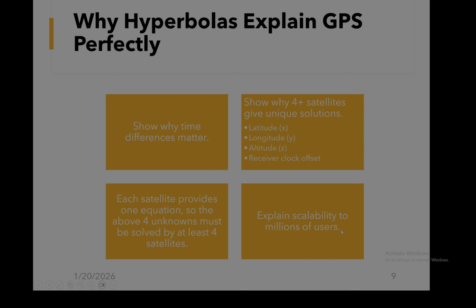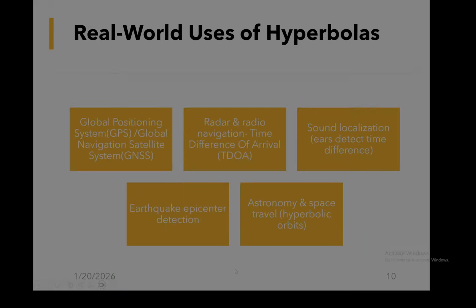Explain it as scalability to millions of users. All the users have at least one different unknown, right? Some people overseas might have a different clock time, but actually everybody has different x, y, z. So this explains scalability to millions of users. Every user can use GPS at the same time.